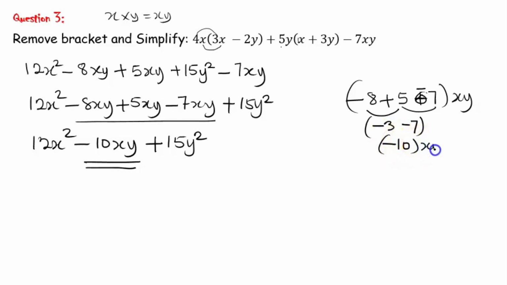Now multiply by my xy that is common to them. So we are going to have negative 10xy. You see, that's how I got this particular middle expression. So I believe we are getting this. This is how we solve problems like this. How to remove brackets. It's not something difficult at all. It's something that we should be able to do.